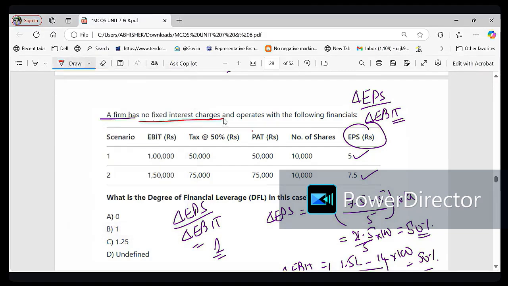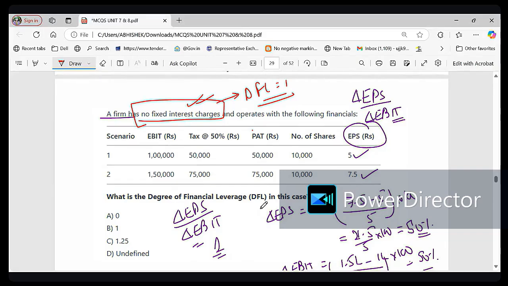The firm has no fixed interest charge. Whenever you see this line, no fixed interest charge, it should strike your mind that the company has no interest to pay. And when it has no interest to pay, it has not taken any loan, it has not taken any bond. That simply means that DFL is equal to 1. No need to calculate anything. I hope the meaning of DFL equal to 1 is clear. Please type clear in the chat box if it is clear. If you see the words no fixed interest charge, it simply means DFL is equal to 1. Please let me know if it is clear or not.